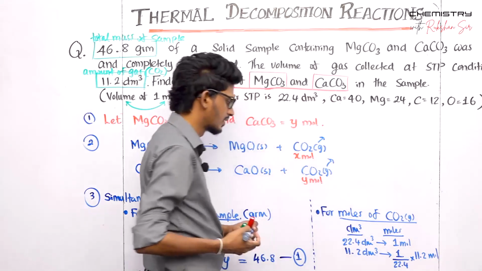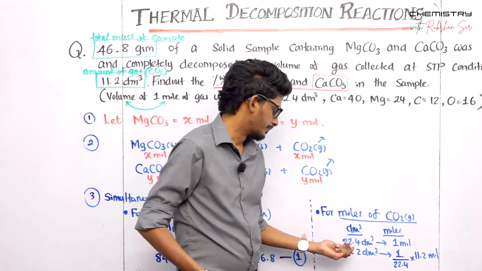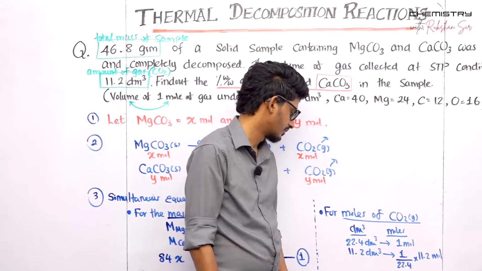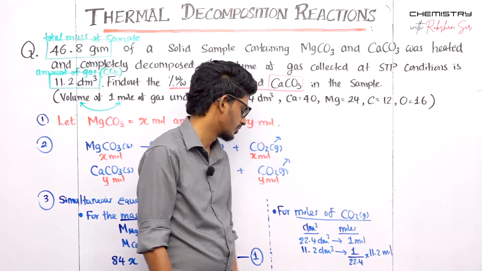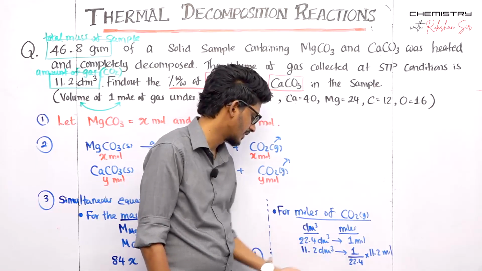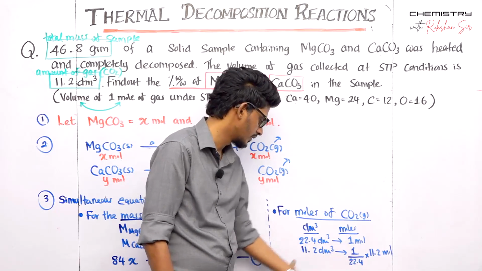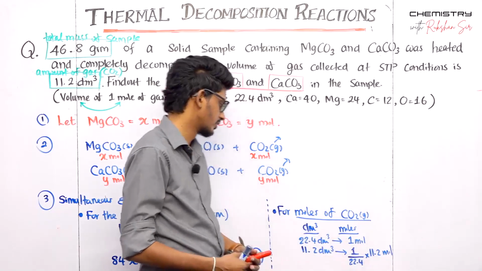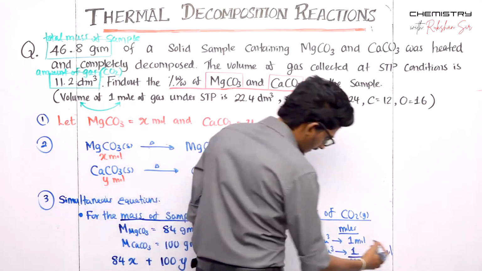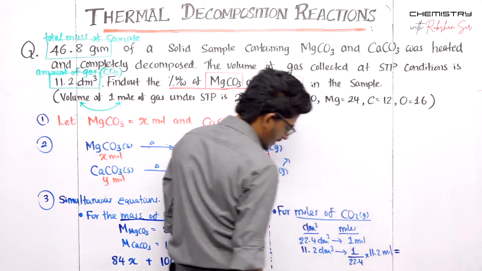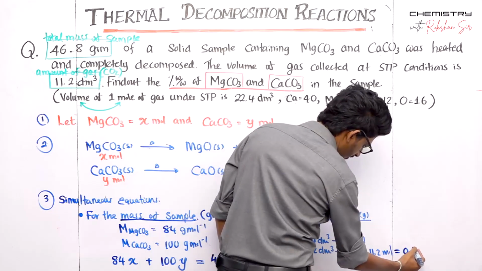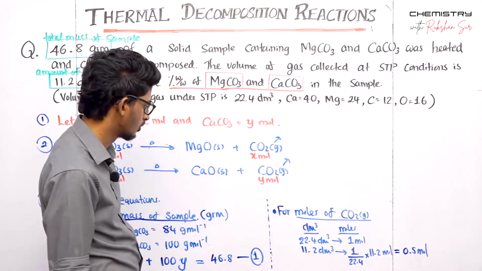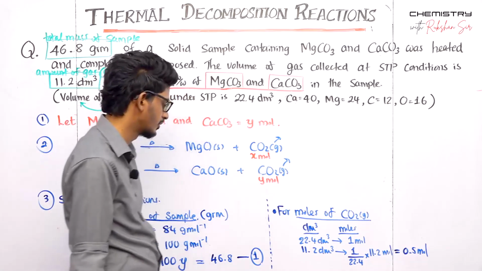So 22.4 portions represent 1. We need such 11.2 portions. So per one portion, it is 1 over 22.4. 11.2 portions means that into 11.2. That value will be given as what? 0.5, no? 0.5. So we can come up with the second simultaneous equation now.